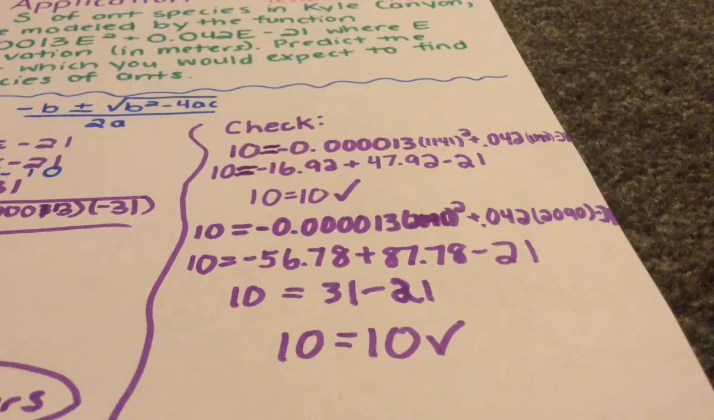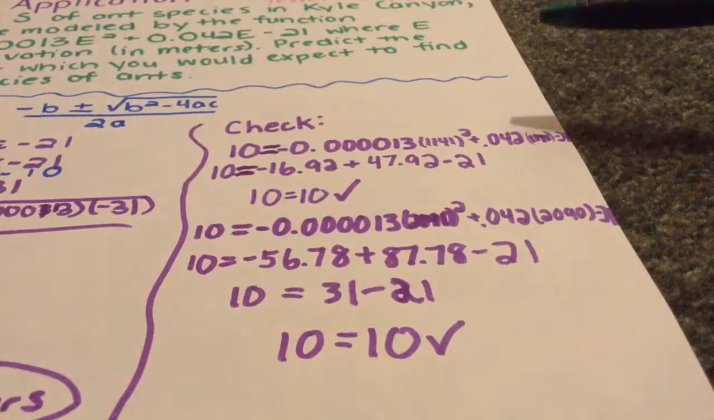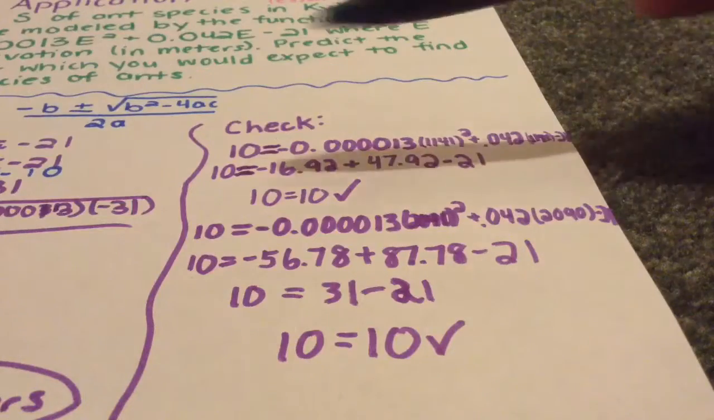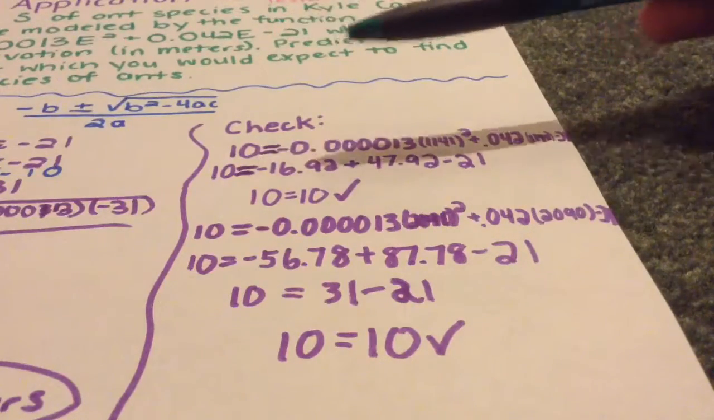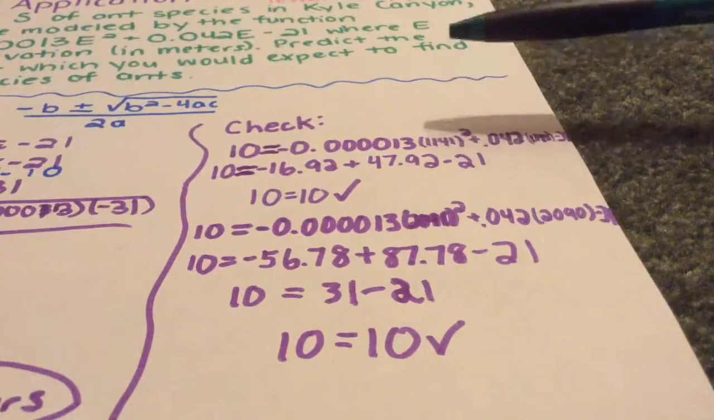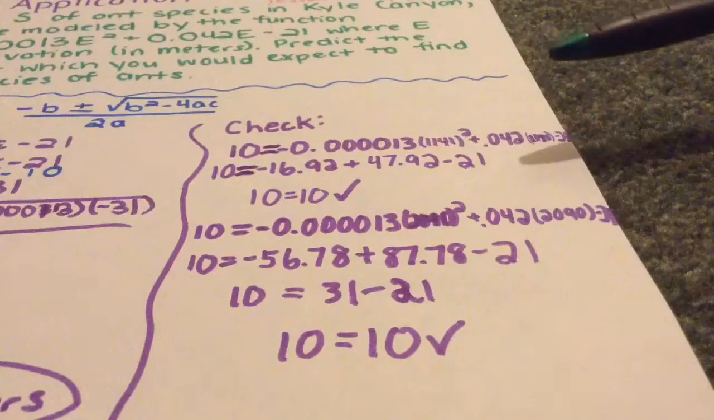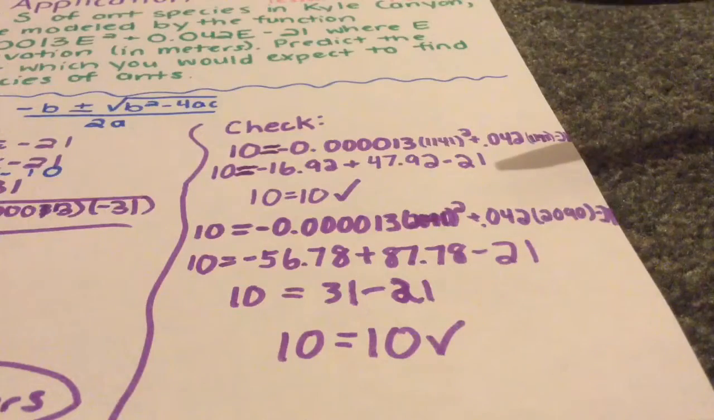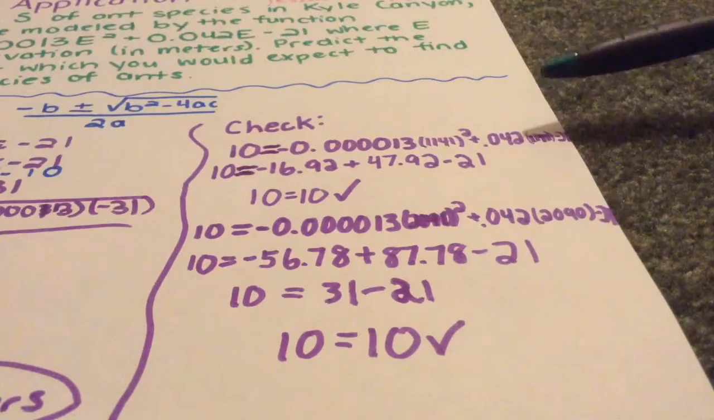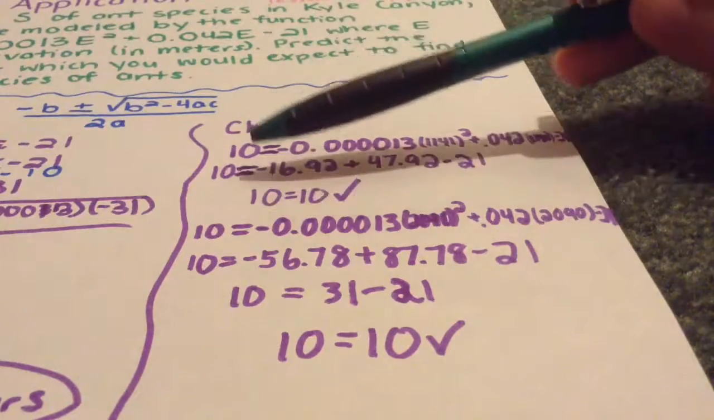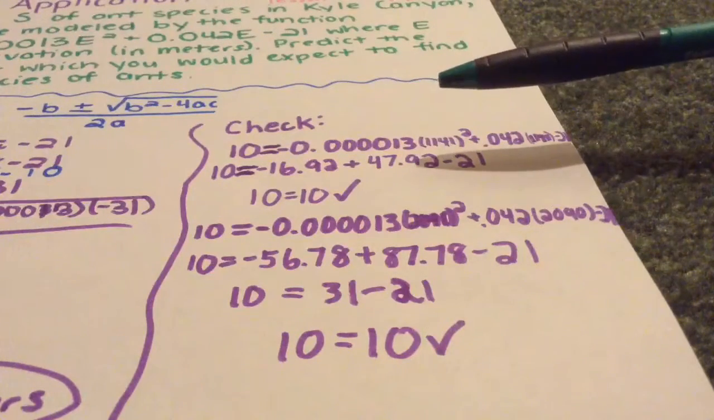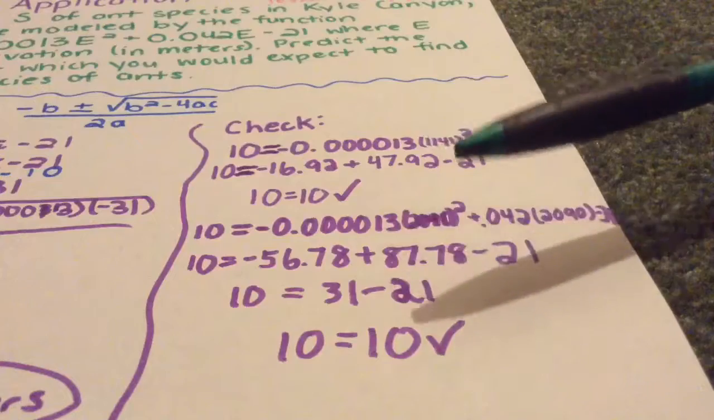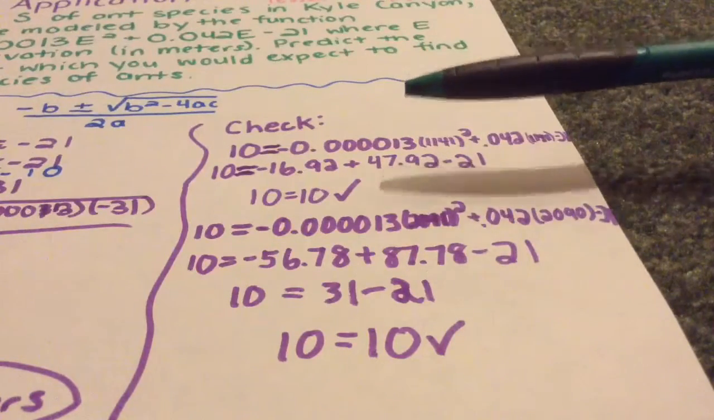So first what you would do is plug in the solutions you just got into the original equation. So it would be 10 equals negative 0.000013 times 1,141 squared plus 0.042 times 1,141 minus 21. So that would be 10 equals a negative 16.92 plus 47.92 minus 21. So that would be 10 equals 10, so that solution is correct.